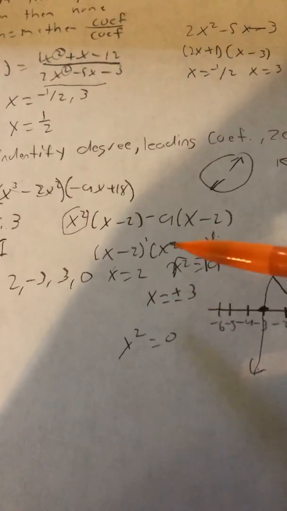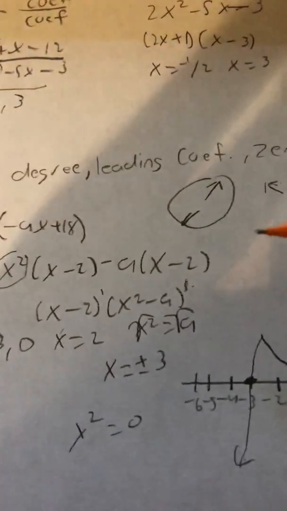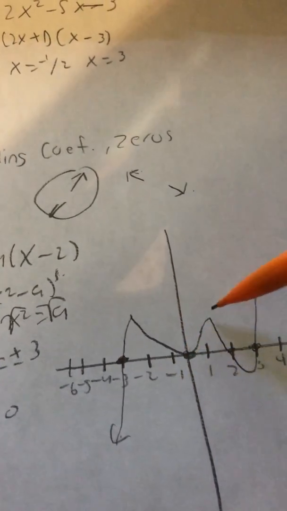And always remember to look at the multiplicities. If the multiplicity is an odd number, like 1, then it's going through. If the multiplicity is an even number, like 2 or 4 or 6, then it's just going to touch it and come back through.